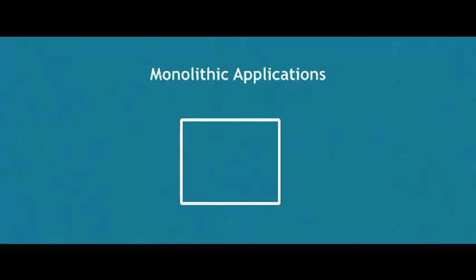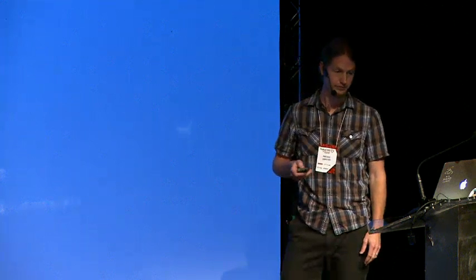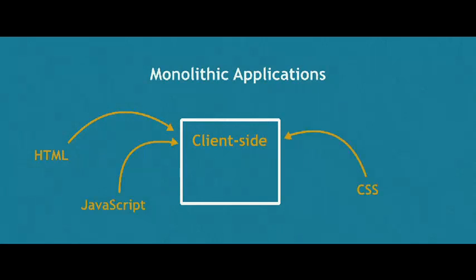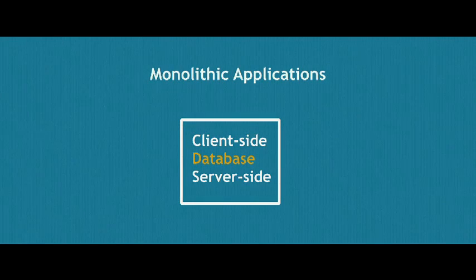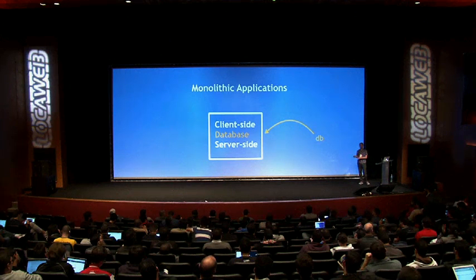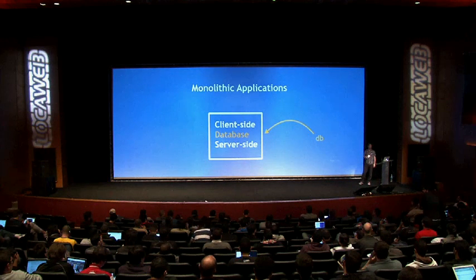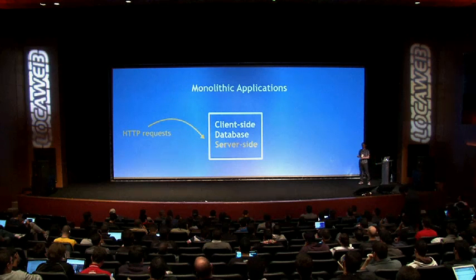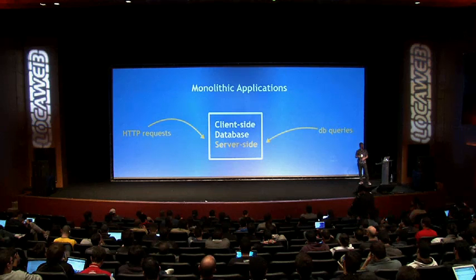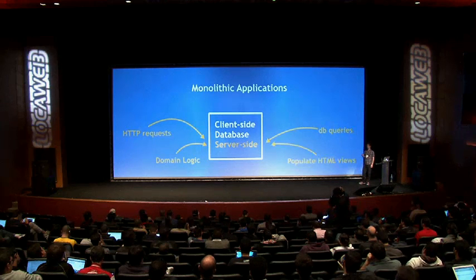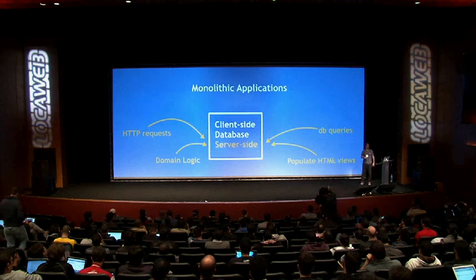So what is a monolithic application, which is represented by this white box here? A monolithic application is typically your standard Rails application. So when you do rails new some project, it's going to be a monolithic application. That includes the client-side components, which are HTML and JavaScript and CSS. It has a database, which is usually some relational database like Postgres or MySQL. It could be a NoSQL database like Mongo or some other data store. And it has server-side components. So it can handle HTTP requests. It does database queries. It has your domain logic, and ultimately it populates your HTML with the right language.